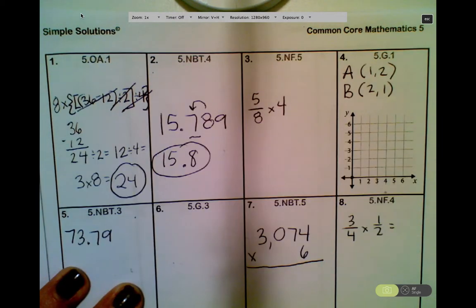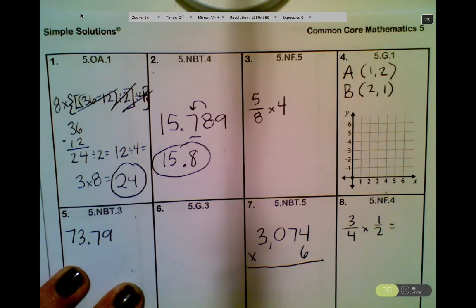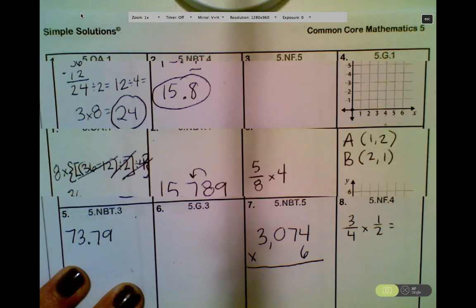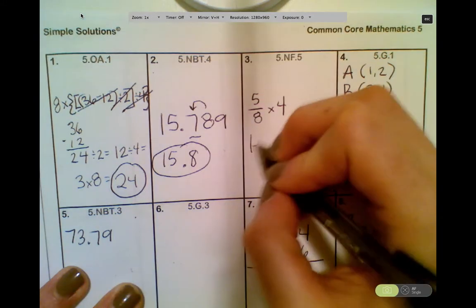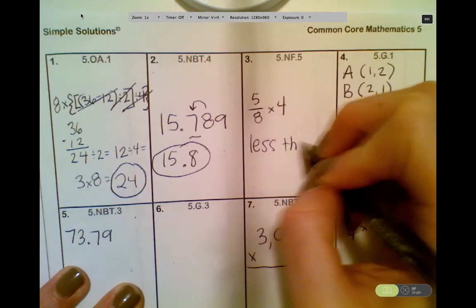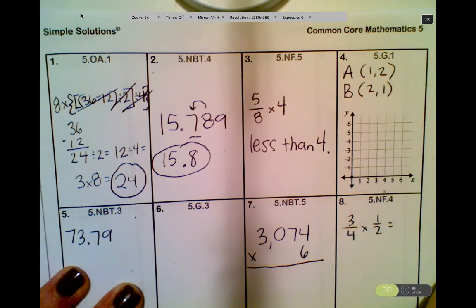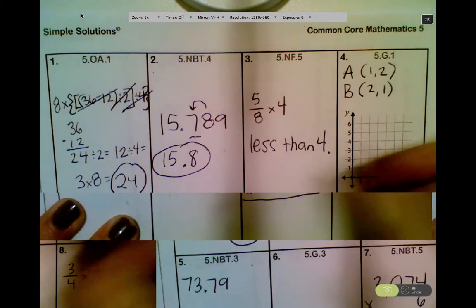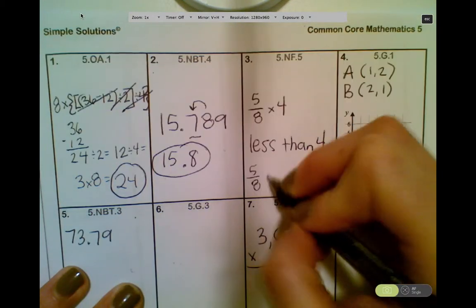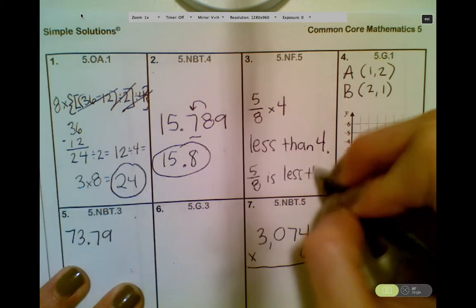Number 3, in a multiplication equation, the size of one factor helps to determine the size of the product. So let's think about 5/8 times 4. Will the product be more than or less than 4? The product, or the answer, will be less than 4. And the way you explain it is by saying because 5/8 is less than 1.